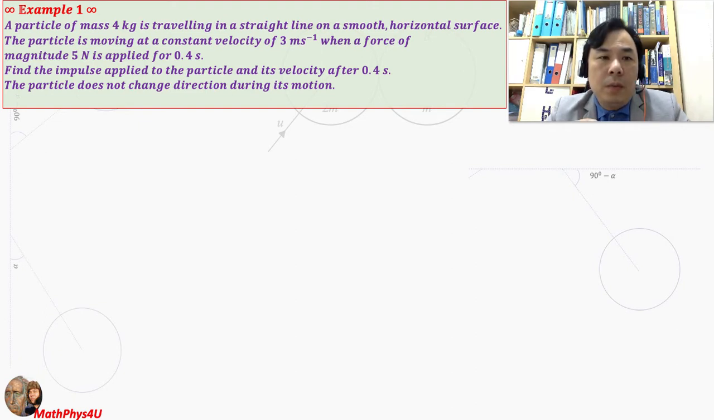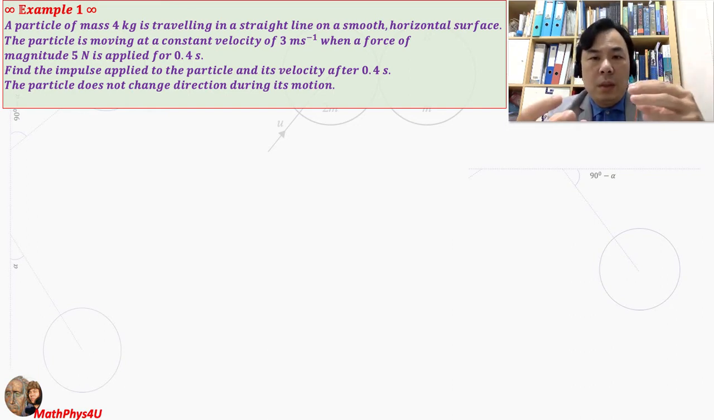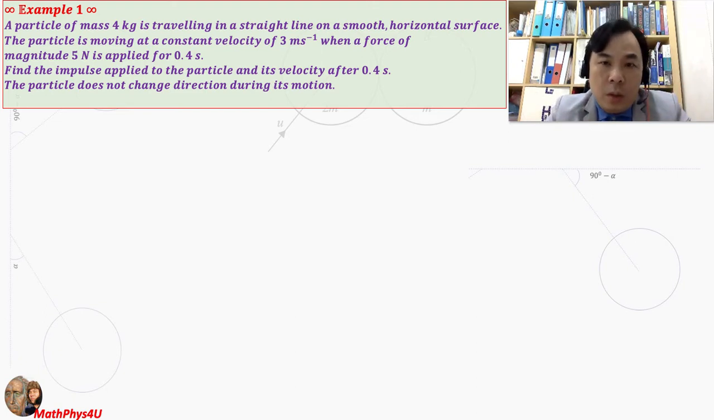Now, if you read through this paragraph here, you notice that they mention moving at a constant velocity of 3 meters per second, which is considered as moving to the right. Right? That's our basic convention. The question here is we need to find the impulse applied to the particle and the velocity after 0.4 seconds, because once the force is applied onto the particle itself, there will be a change in velocity, or in this case change in momentum. Now the particle does not change direction during its motion.